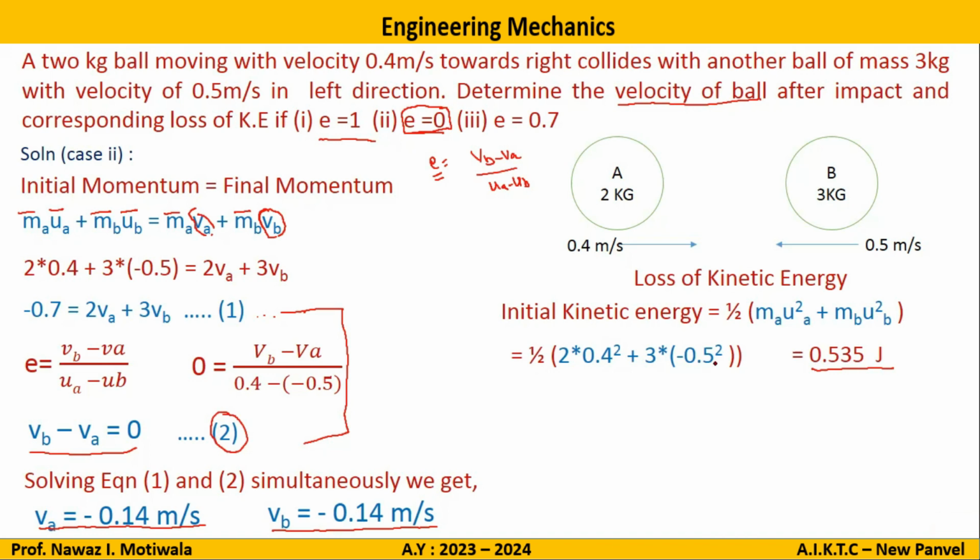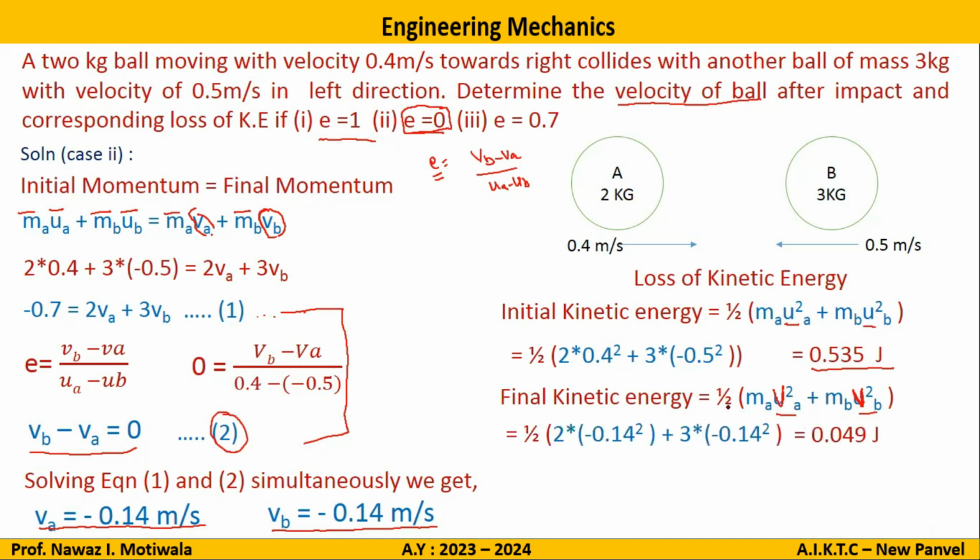What will be changed? Just change will be in place of U, it will be now V. So yes, I have written the formula. Final kinetic energy is equal to half MA VA square plus half MB VB square. Again, we have all the things with us. VA and VB we have just found out as minus 0.14 meter per second. Substituting this, I will get the answer for final kinetic energy as 0.049 joules.